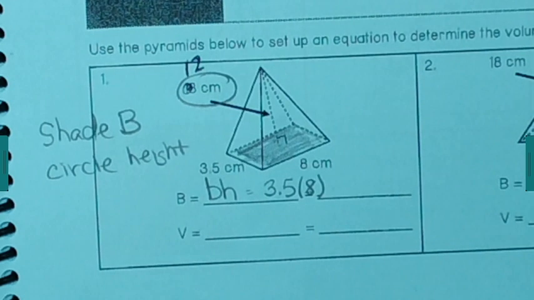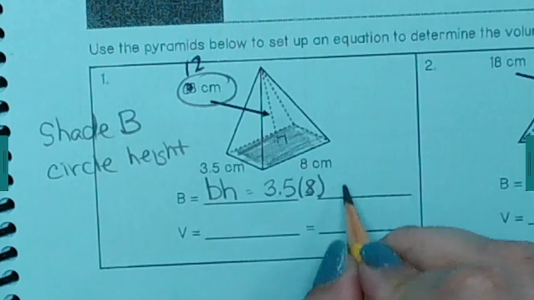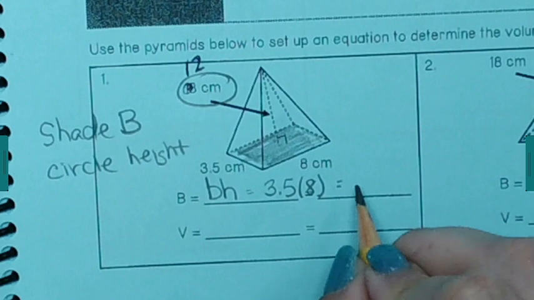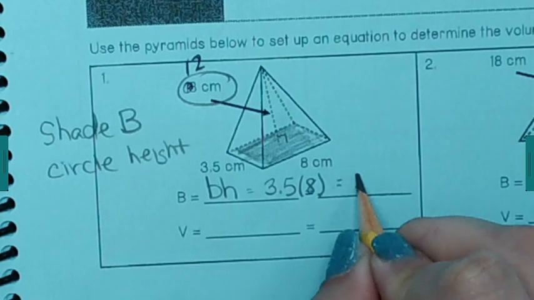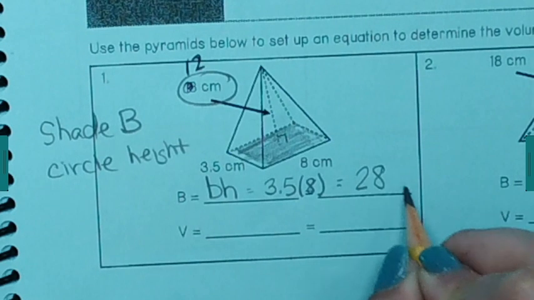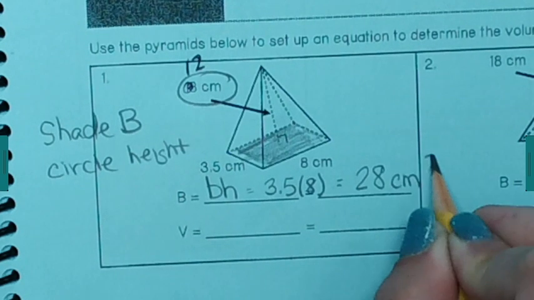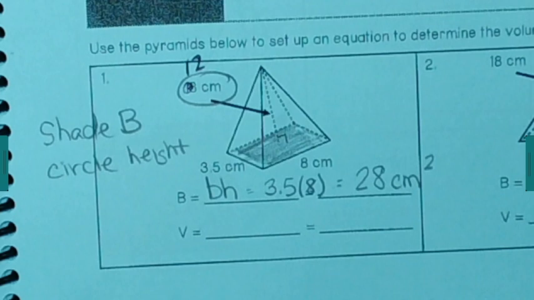All right, so when we multiply 3.5 times 8, what do we get? 28. 28, good. And this is area, so it's centimeters squared. But I'm not done. Area is 28. Thank you, Jamie.